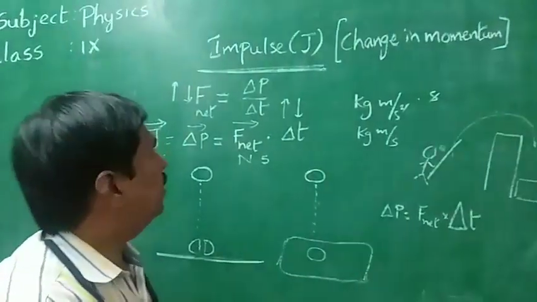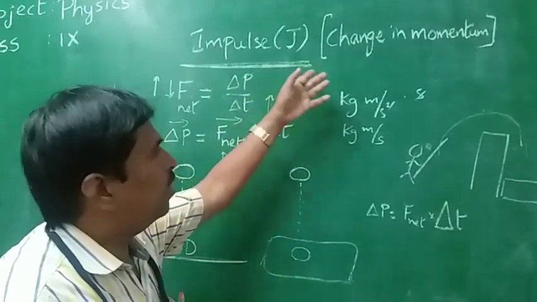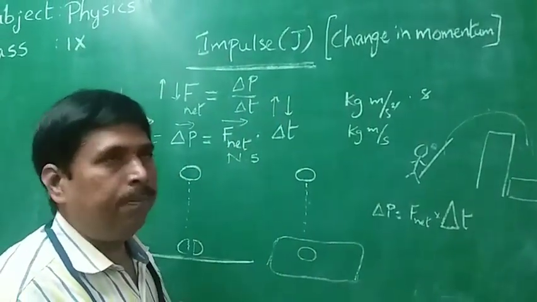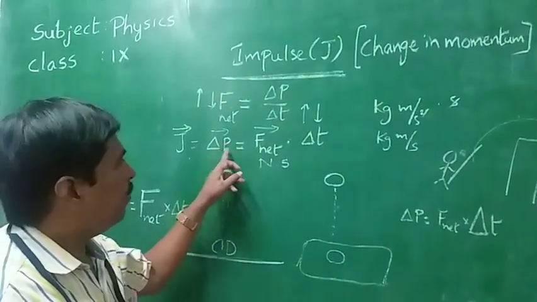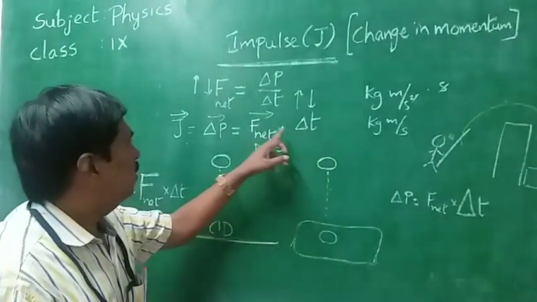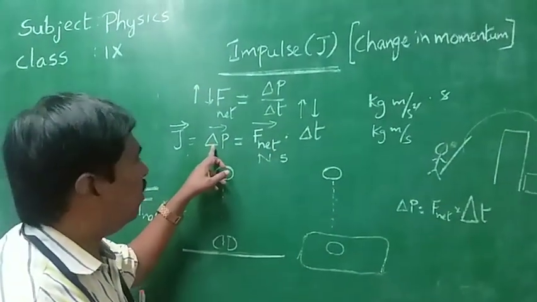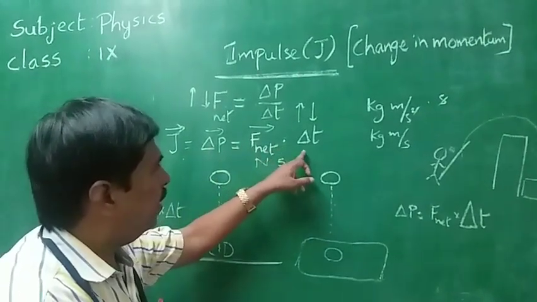The next concept is impulse. Impulse is denoted with the letter J. It is also called the change in momentum. So what does impulse mean? Impulse is nothing but the product of net force and interaction time. Change in momentum is the product of net force and time.